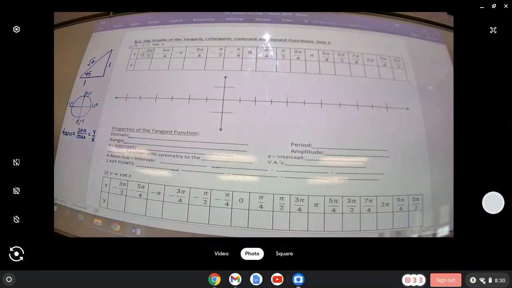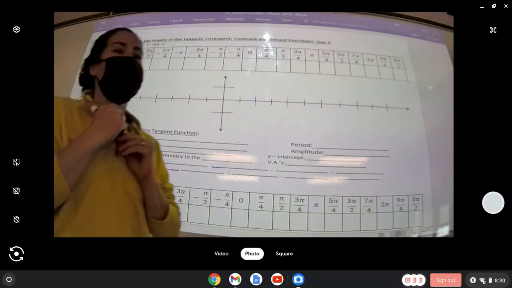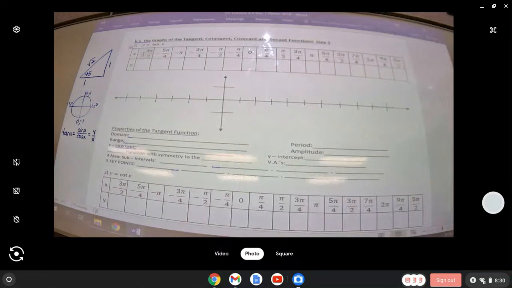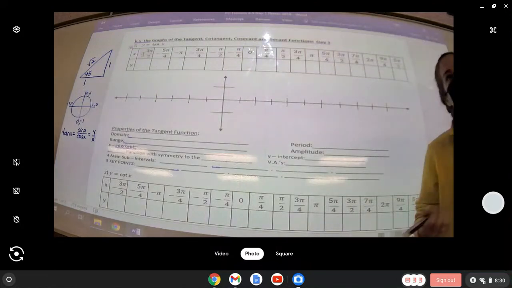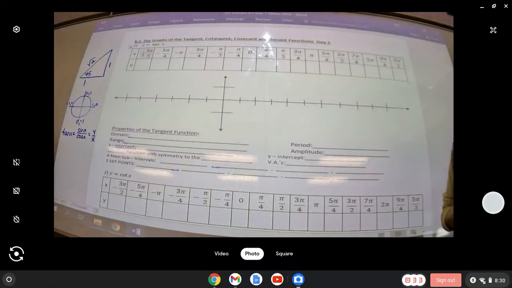All right, here we go, guys. We are starting section 6.5. 6.5 is going to bring all of the other trigonometric function graphs in. Yay, I'm sure you're all excited. So we're going to have tangent, cotangent, secant, and cosecant graphs, all right?